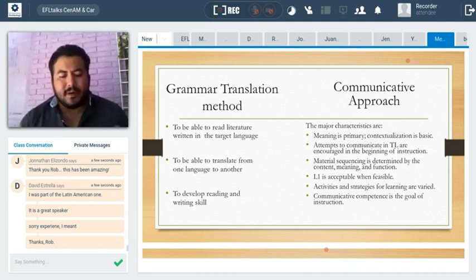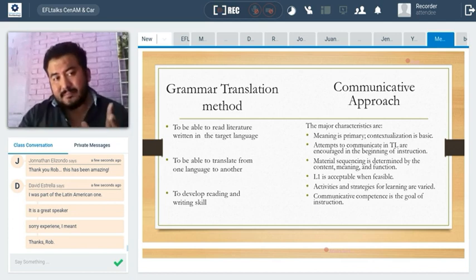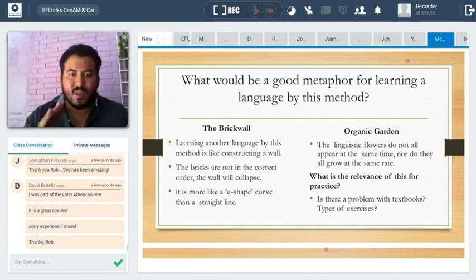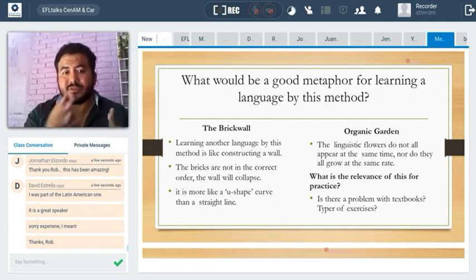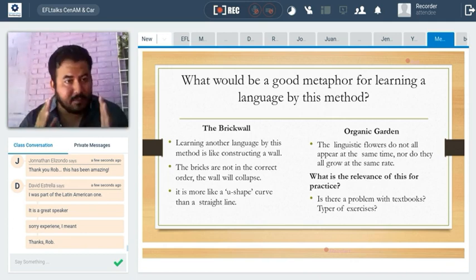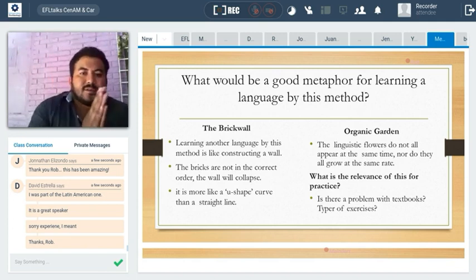But why am I mentioning all these methods and this approach? Because the idea is to blend them. For example, to get the pronunciation from the audiolingual, and to get the reading and writing skills from the grammar translation, but also making use of a communicative approach, which fosters the speaking part, the speaking and listening.